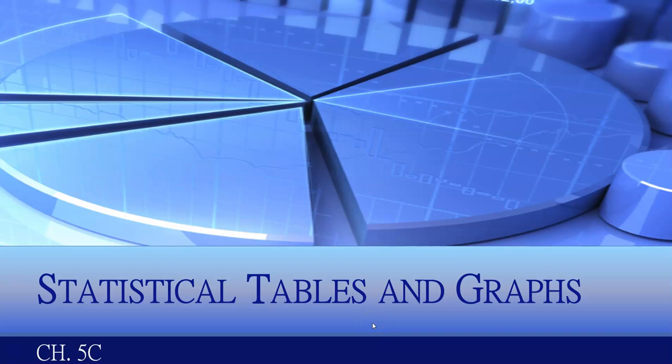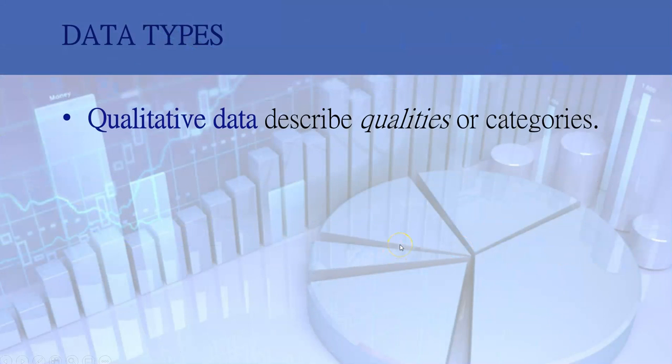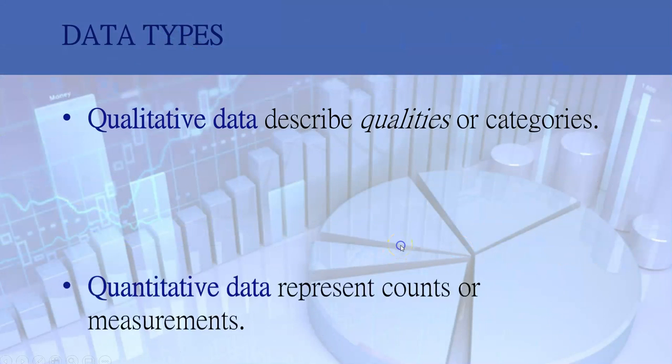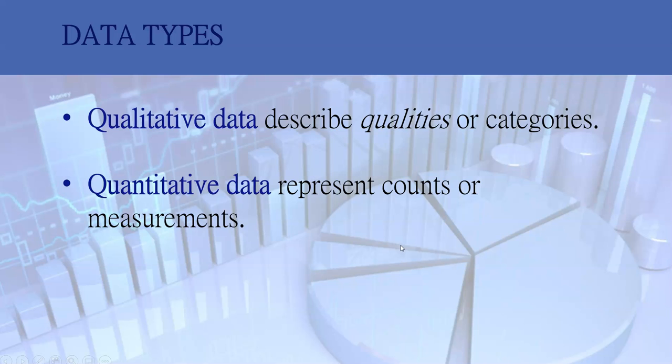Hi everyone. In this video we're going to talk about Chapter 5C, which deals with statistical tables and graphs and how you display all of that data that you got from your study. So there's two different types of data. One is called qualitative data and the other is quantitative data. Qualitative data is data that describes different categories of data, and quantitative represents numbers.